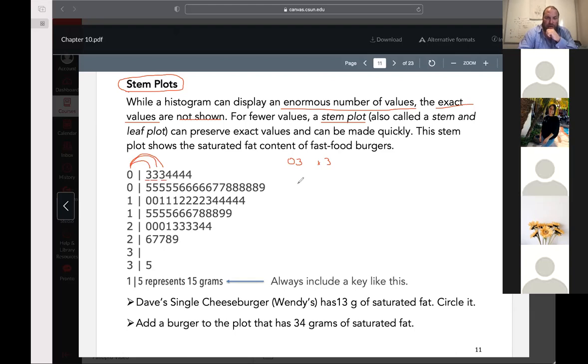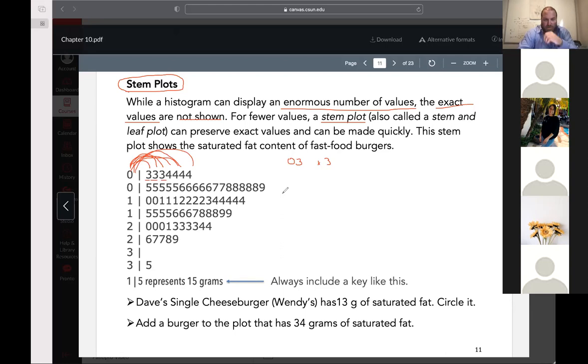4, 4. How many 4s do we have? 4, 4. 0, 4, 0, 4, 0, 4, 0, 4. How many 5s do we have? 5, 5. Let's skip ahead. How many 15s do we have?